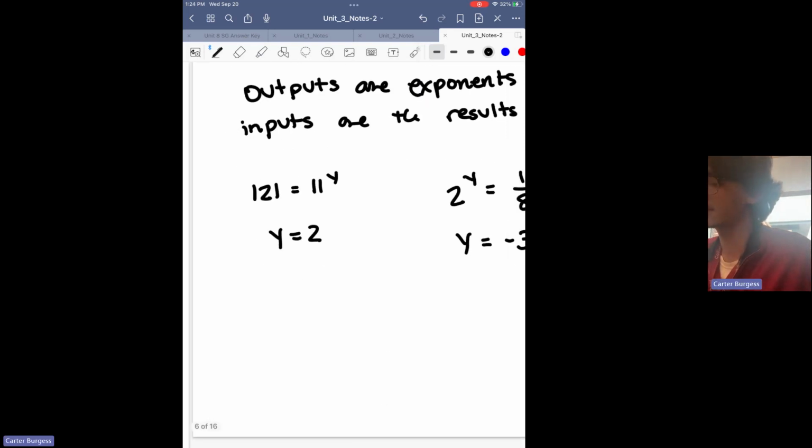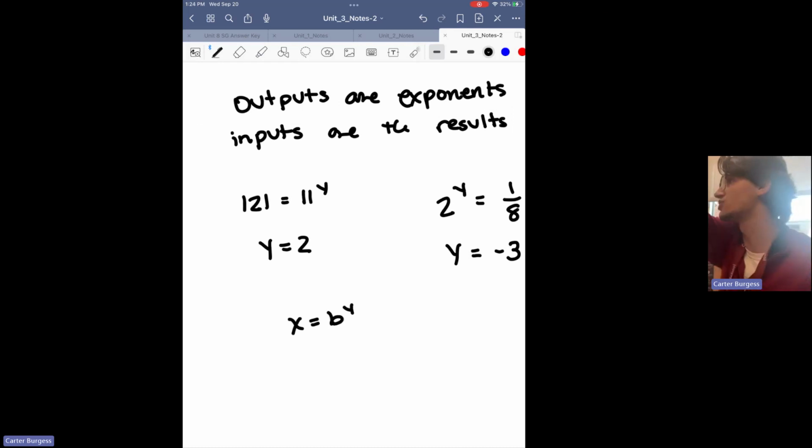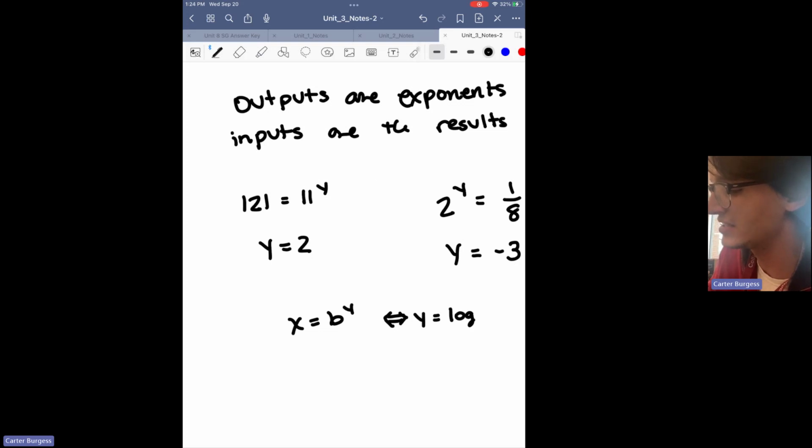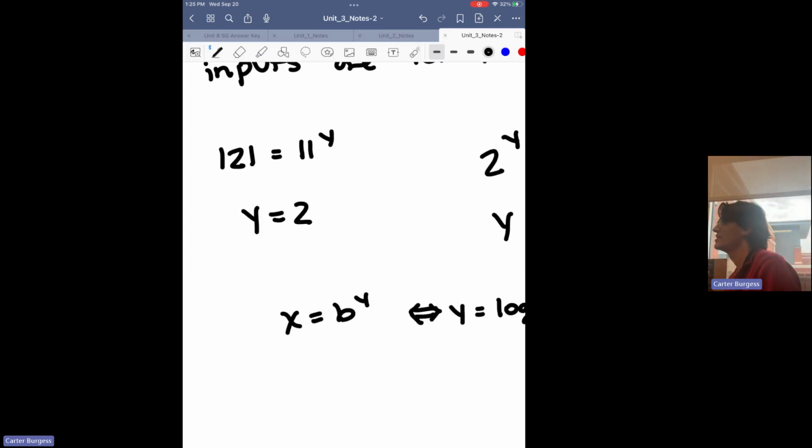The way we do that is, instead of writing x is equal to b to the y, which is totally valid, and we will occasionally write it this way, we can instead write the exact same statement as y is equal to log base b of x. Have I changed any of the pieces here? No. They are all exactly the same as what you see with x is equal to b to the y.